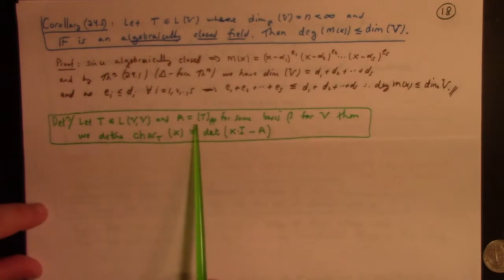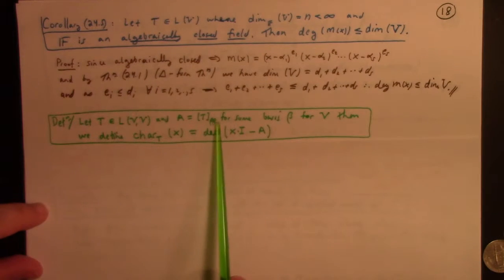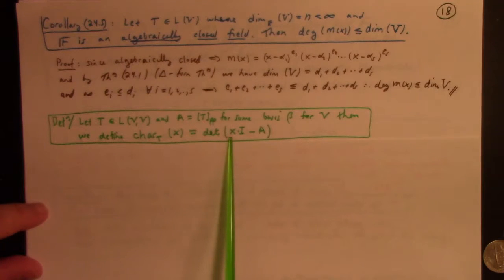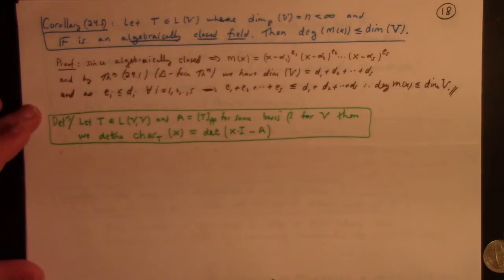So, an endomorphism T with matrix A with respect to some basis, then the characteristic polynomial of T is defined to be the determinant of xI minus A. All right, great.